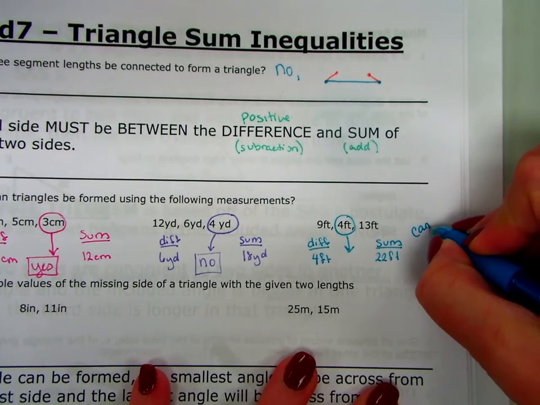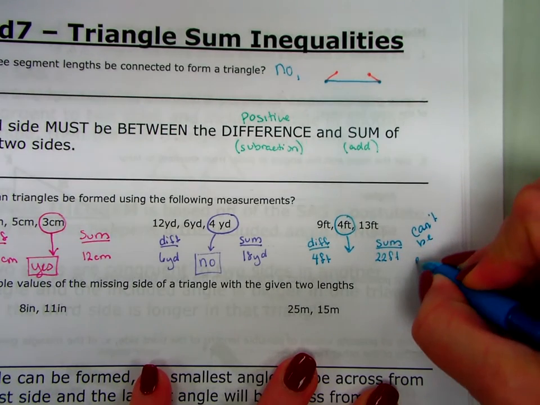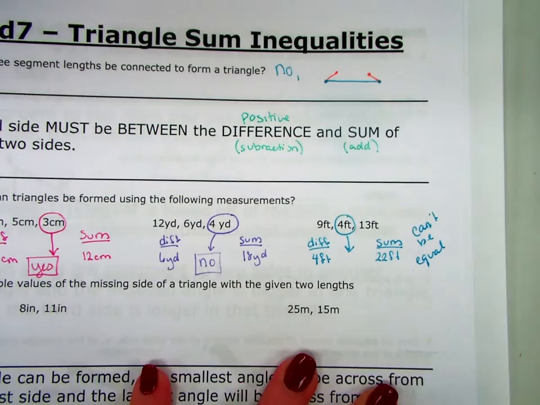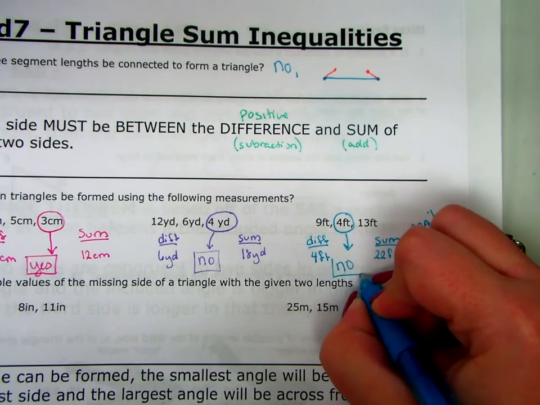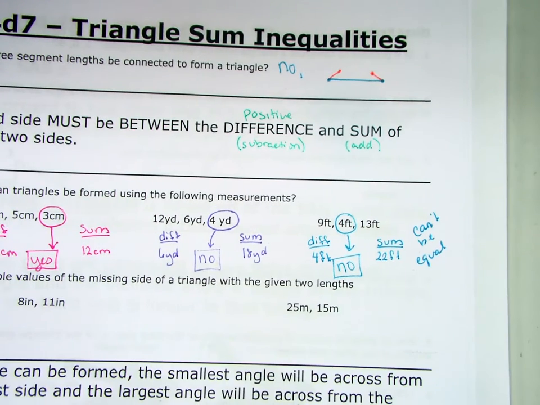So you might want to write can't be equal. So my answer here is no. I'm not in between 4 and 22. I'm equal to the 4. Okay?